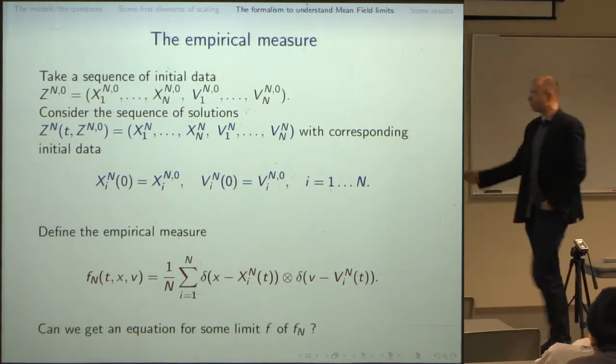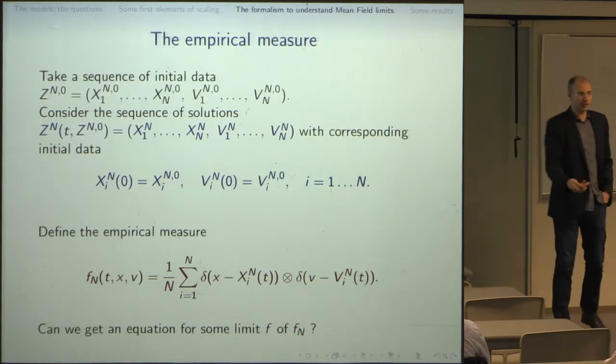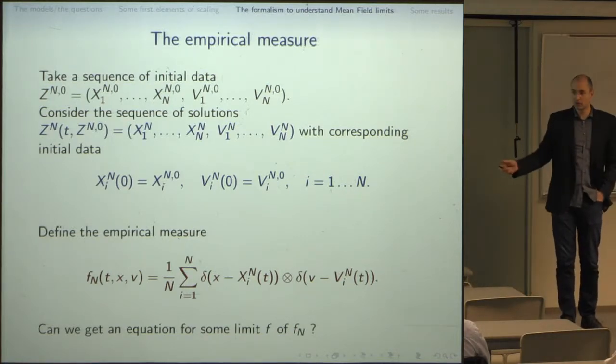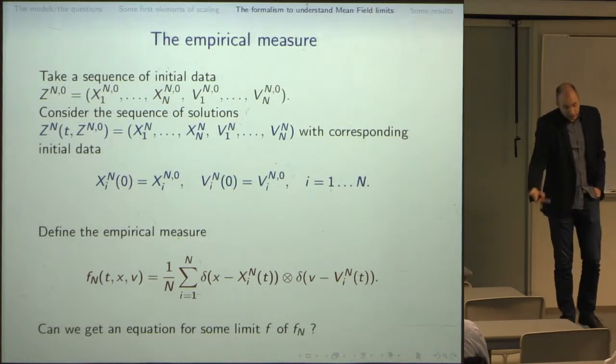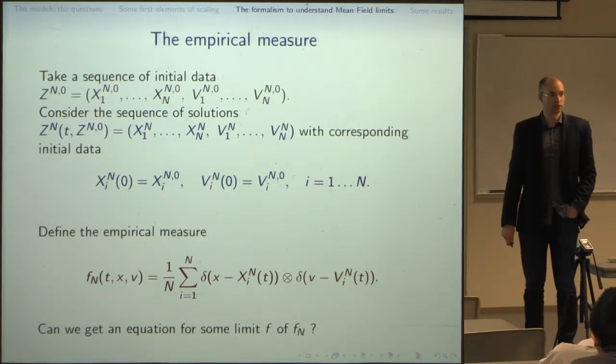So now instead of studying the limit of that, I can try to study limits of this sequence of Radon measures. And the question becomes, can I show that they have a limit? And can I identify the equation satisfied by the limit? And if I'm doing this, then I will have solved my problem.